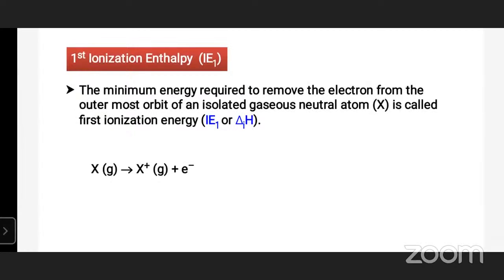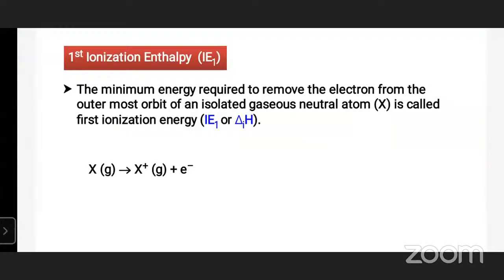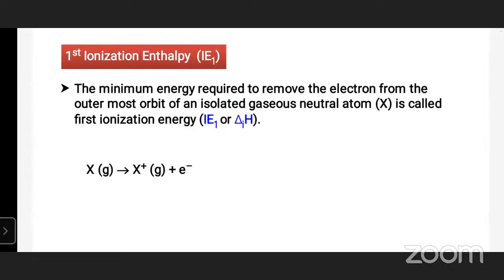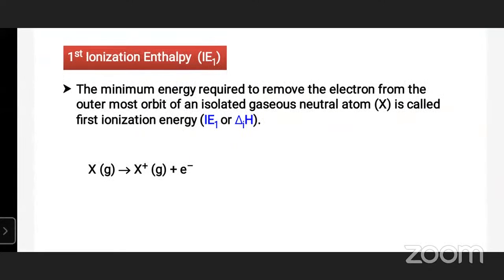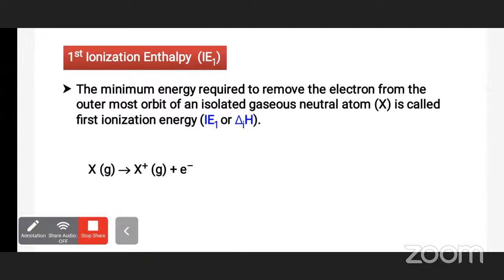The minimum energy required to remove the electron from the outermost orbit of an isolated gaseous neutral atom is called first ionization energy, represented as IE1. Here, from X, 1 electron is removed and some amount of energy is required, so it is called ionization energy. See the equation: X gives rise to X plus, and 1 electron is removed, so some amount of energy is required, which is called ionization enthalpy.